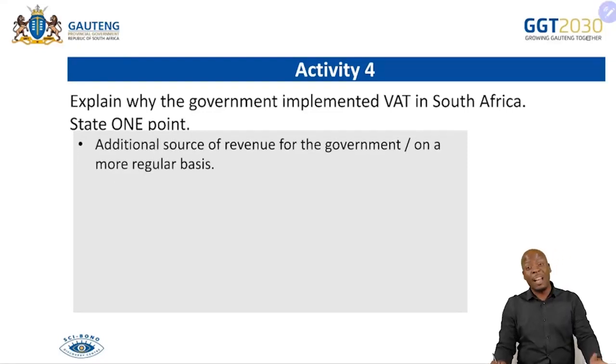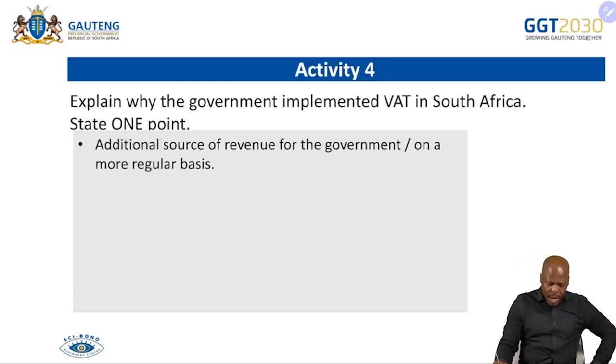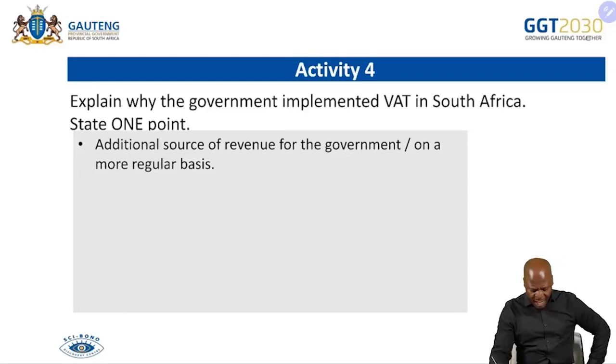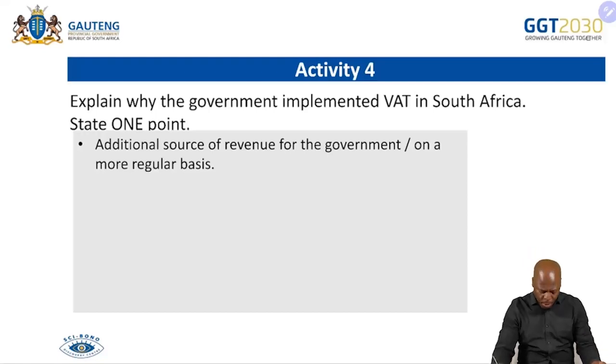1 point. I have more than 1 point. So be ready to start taking these points down. Please, I want you to be writing. Number 1, additional source of revenue for the government on a regular basis. Remember, the government needs to have financial sources. So VAT is an additional source of revenue for the government.